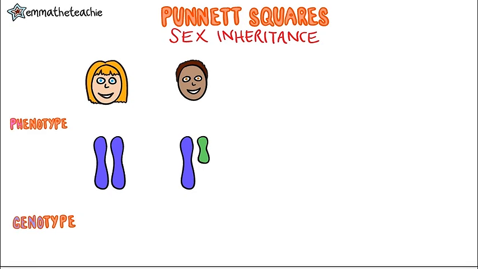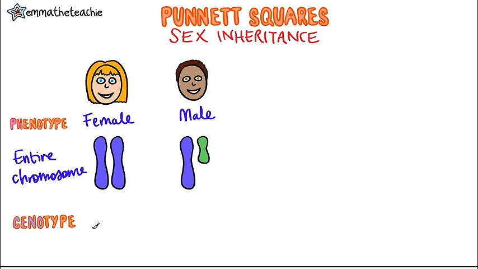The last thing we're going to look at is sex inheritance. This person's phenotype is female, and this person's is male. Sex is controlled by an entire chromosome, as opposed to one or multiple genes. In females, the sex chromosomes are XX, and in males, they are XY.